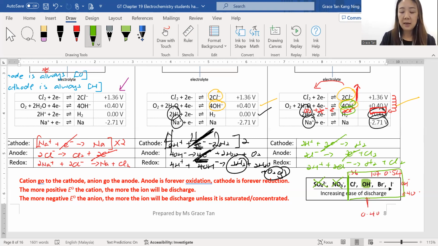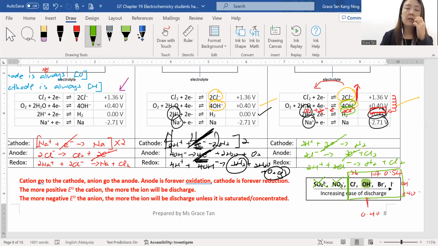So it means that if you have a competition between chloride, hydroxide, bromide, and iodide for the same electrode, which is the anode, because anion moves to the anode, iodide will be discharged first, and the anion will undergo oxidation. So you will get iodine, I2, be it gas, be it solid, they exist in two forms. So you need to know this particular sequence, these four. Because if you want to solve your previous past year questions, you have to use this sequence. Otherwise, you cannot make sense of the marking scheme.